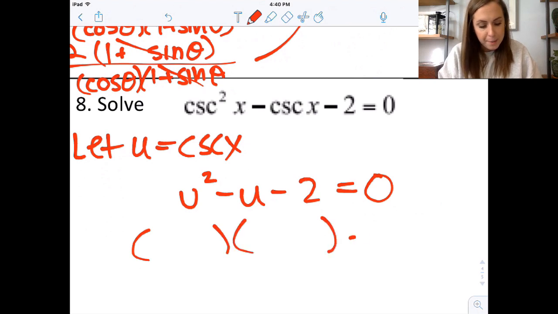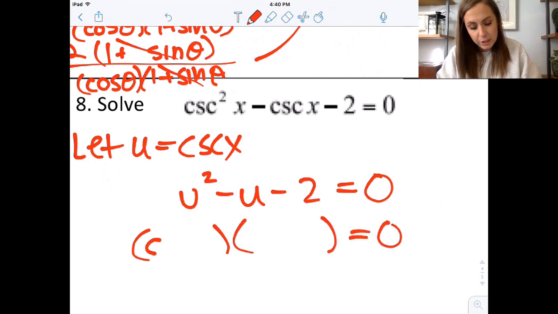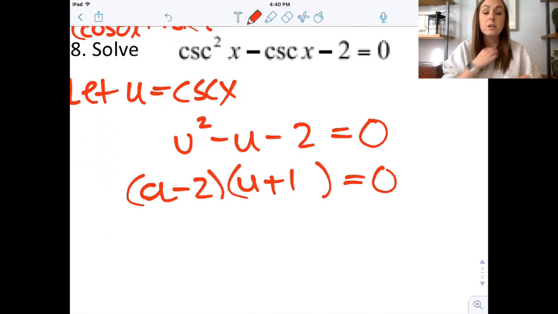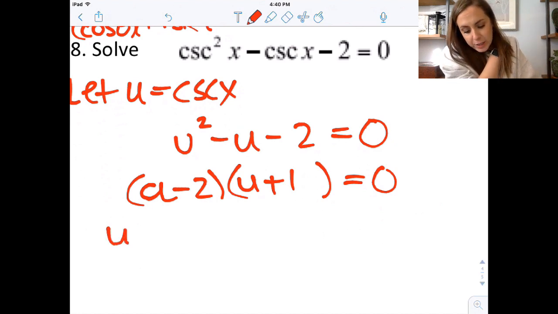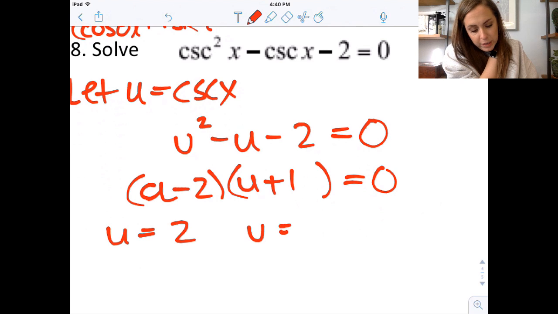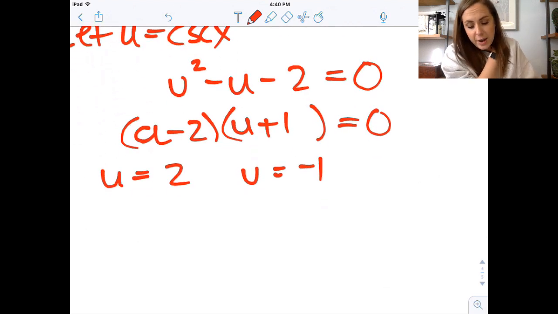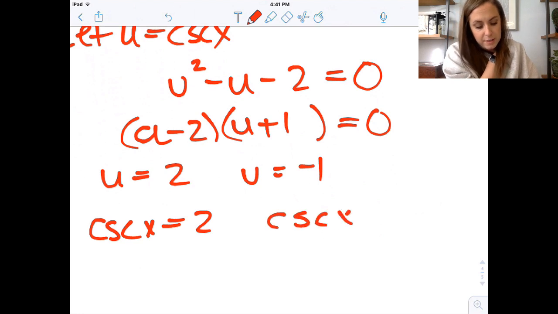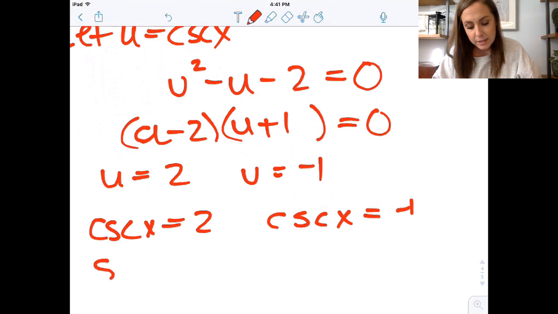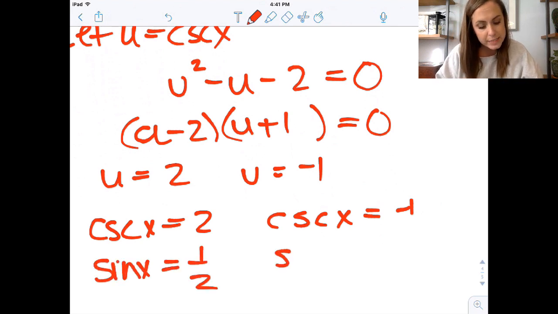This would be u minus 2 and u plus 1. So here's what I wind up with. I wind up with that u equals 2 or u equals negative 1. And so I know that cosecant is 2 or cosecant is negative 1. Remember, we're not done yet, because that means sine will be the reciprocal of that. Sine will be the reciprocal of that.